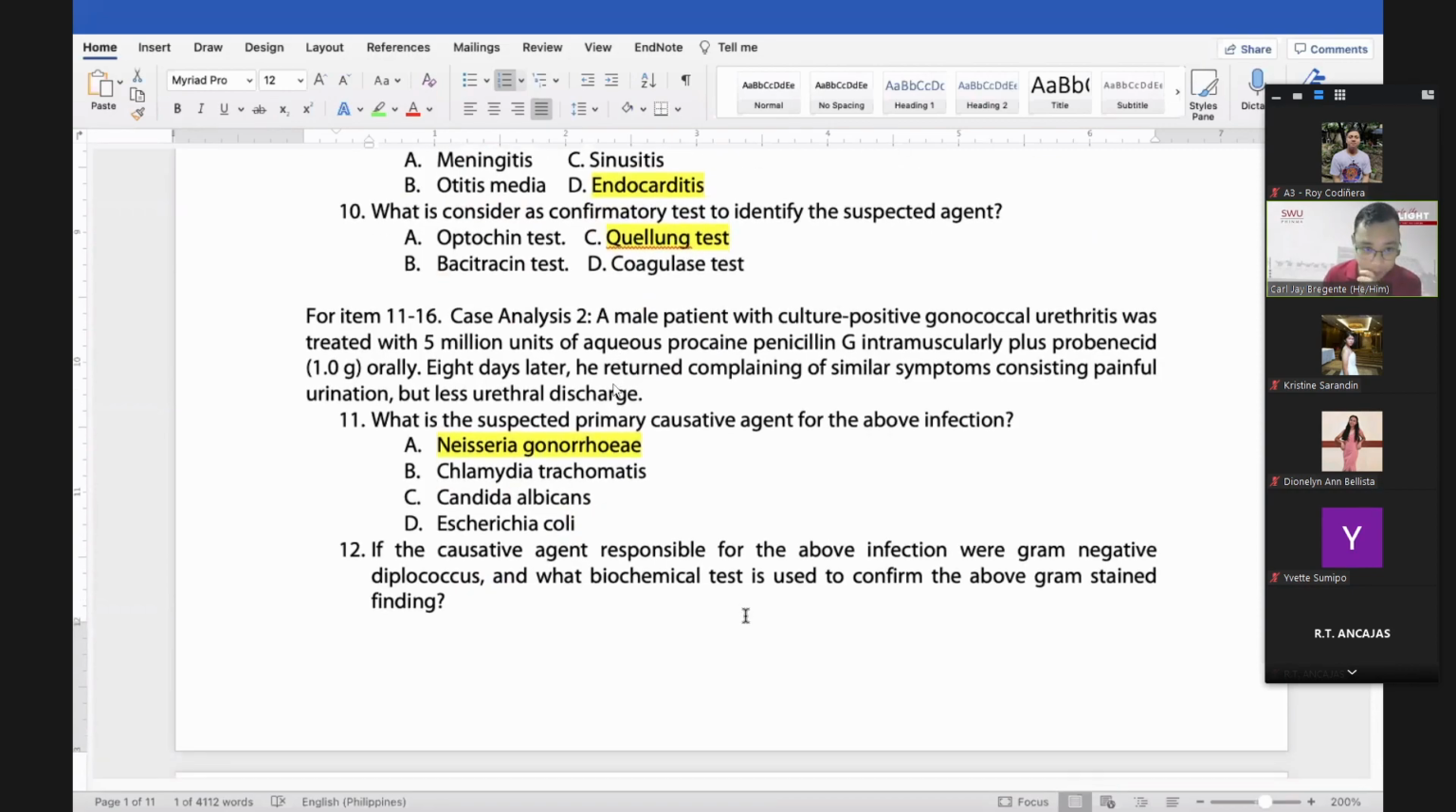Question so far for 1 to 10? Wala. Okay, let's proceed to 11 to 16. 11 to 16 is another case.